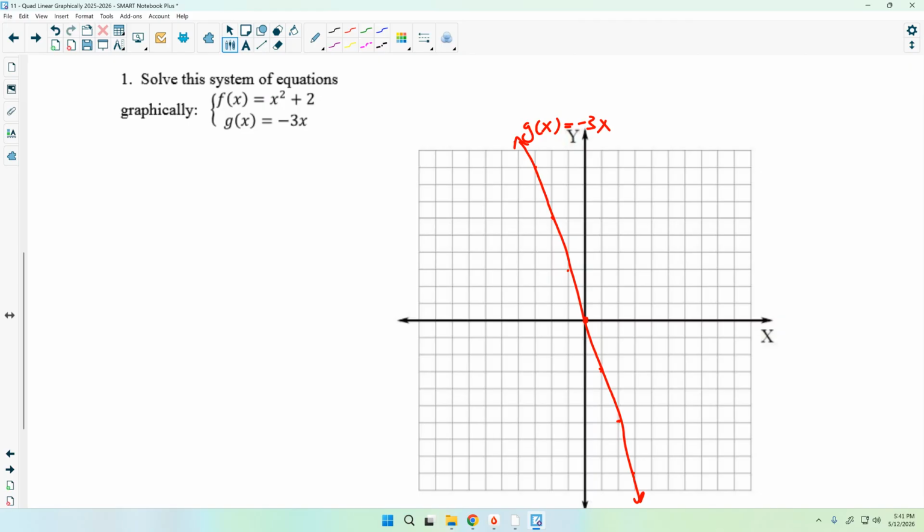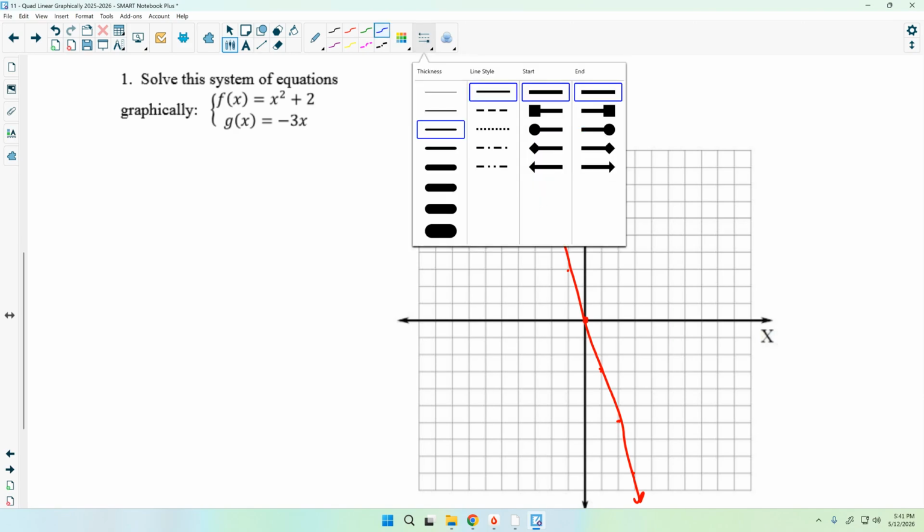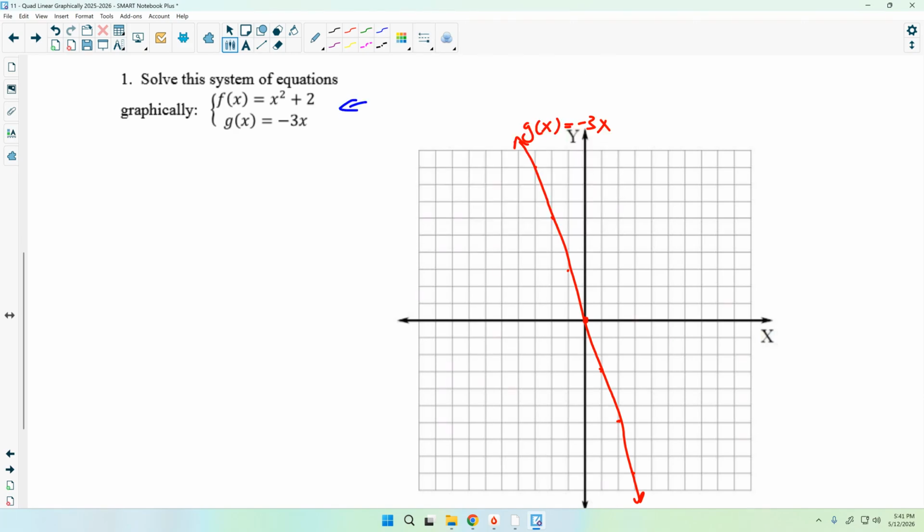But yes, that'll get us a nice quadratic, but it does not guarantee that it'll include the point of intersection. So to guarantee that we're going to include the point of intersection, we're going to put this into the calculator to see the points of intersection.